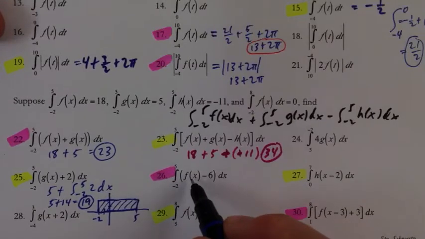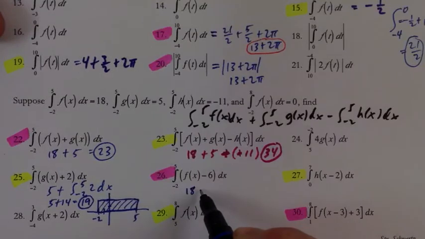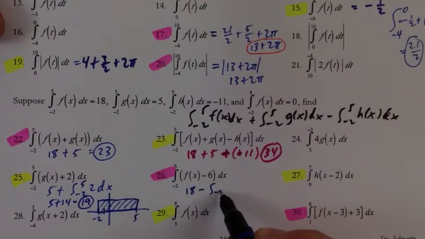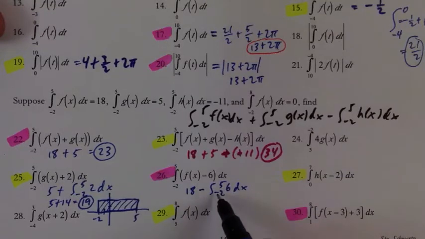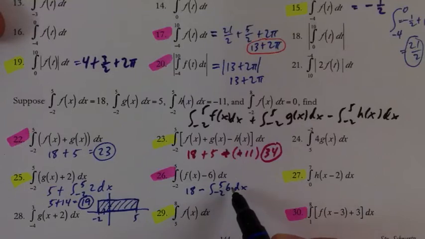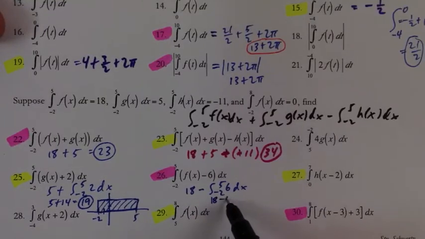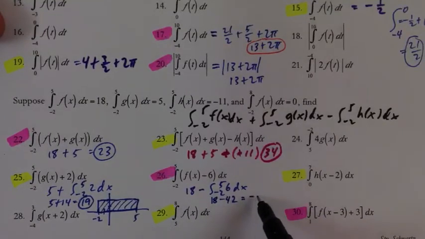So pause the video. The integral from negative 2 to 5 of f of x is 18, minus the integral from negative 2 to 5 of 6 dx. Okay, the interval is 7. 7 times 6 is 42. 18 minus 42 is negative 24. Okay.